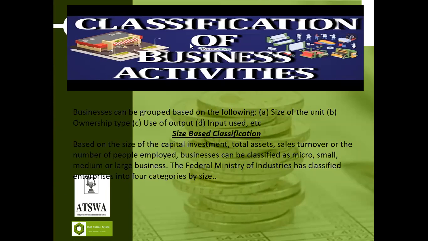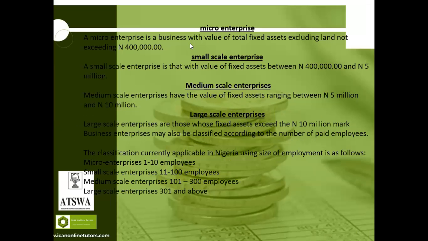The Federal Ministry of Industry categorizes business into 4 using the size-based classification. So when we say a micro enterprise, a micro enterprise is a business with the value of total assets, excluding land, not more than 400,000. That is micro. It's very straightforward.